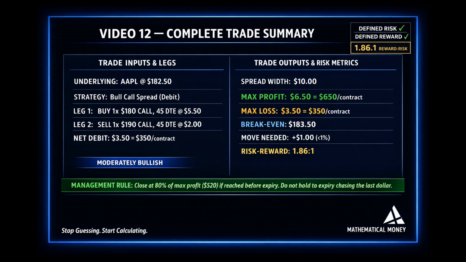Break even at expiry, $183.50. Risk reward, 186% maximum return on risk. Stock needs to move less than 1% to reach break even. Target for maximum profit, 190 or above. Trade management. Consider closing at 80% of maximum profit, $520, if reached before expiry. Do not hold to expiry chasing the last dollar.